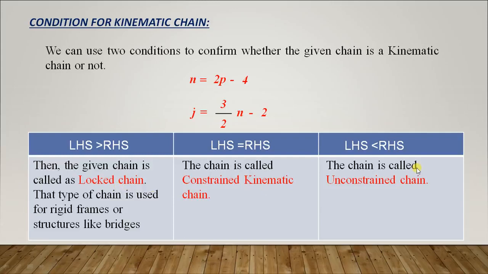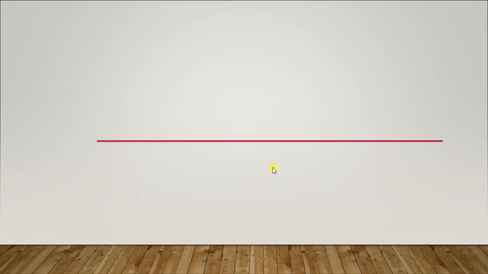Based upon that we can decide whether it is a locked chain, constrained kinematic chain, or unconstrained chain. I hope you understood. And in the next slide I am going to give some examples for each and every condition, that is LHS is greater than RHS, LHS is equal to RHS, and LHS is less than RHS. Okay, so first condition, we know that LHS is greater than RHS.